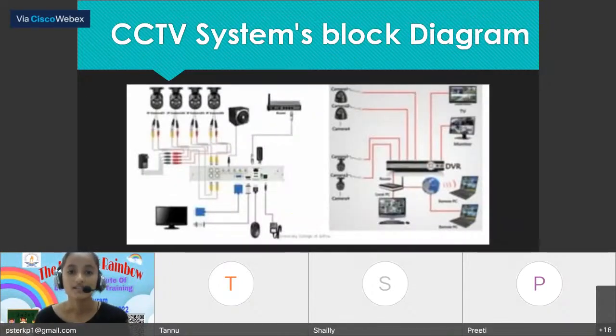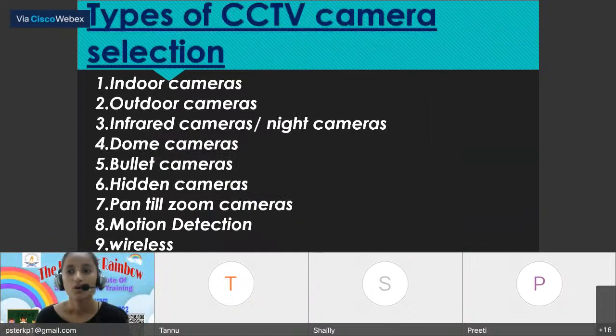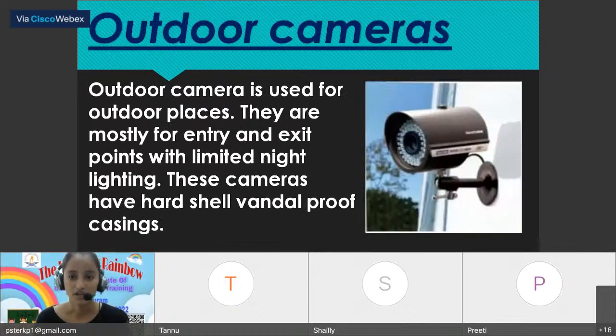Now, this is the CCTV system's block diagram. Now, we will see the types of CCTV camera selection. So, there are 9 types of cameras. First, indoor cameras, outdoor cameras, infrared cameras or night cameras, dome cameras, bullet cameras, hidden cameras, pan tilt zoom cameras, motion detector, and wireless. So what are outdoor cameras?